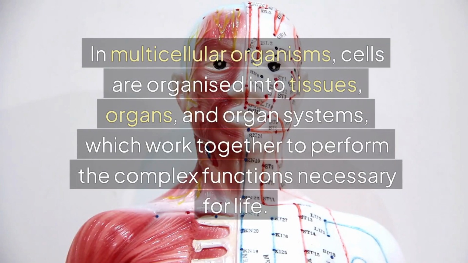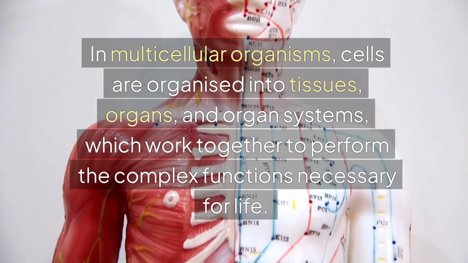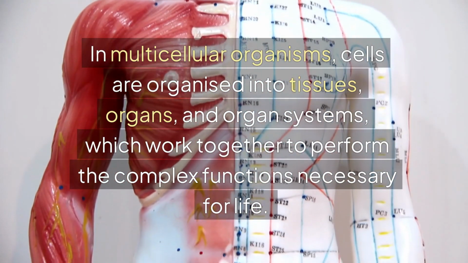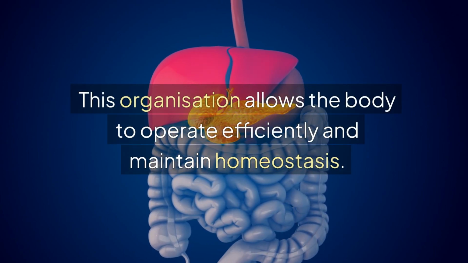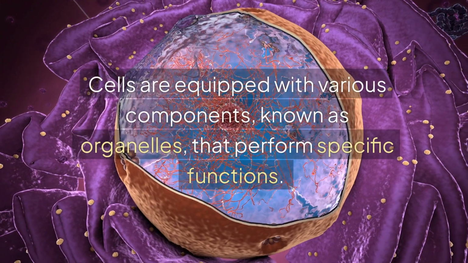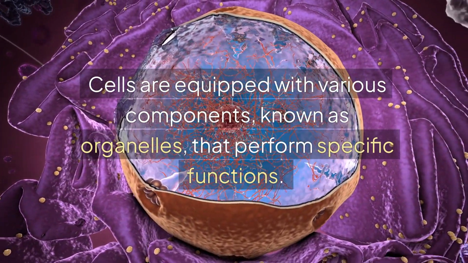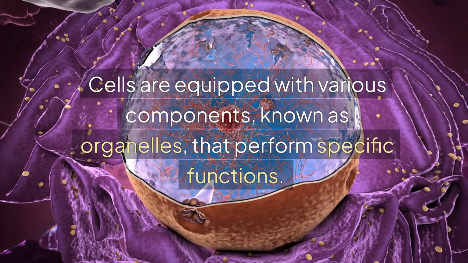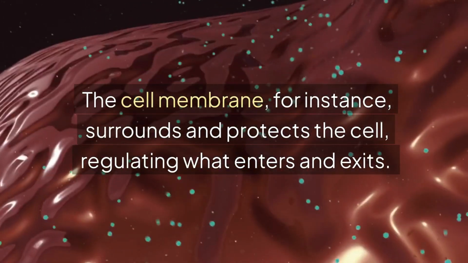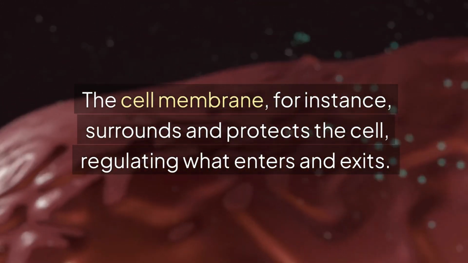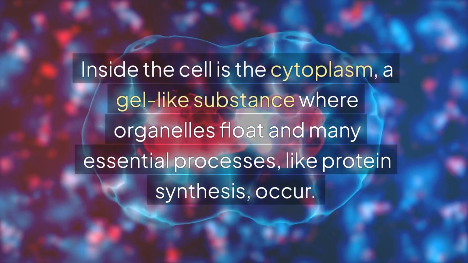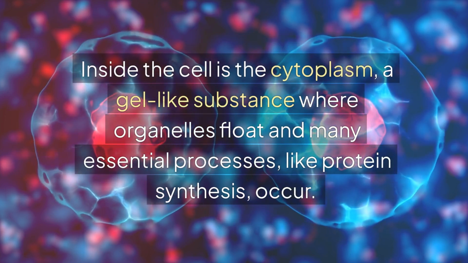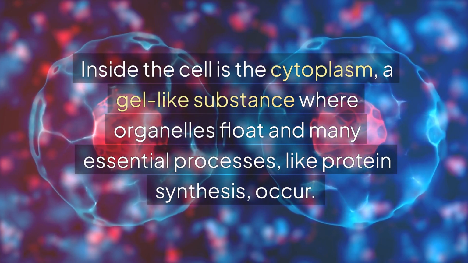In multicellular organisms, cells are organized into tissues, organs, and organ systems, which work together to perform the complex functions necessary for life. This organization allows the body to operate efficiently and maintain homeostasis. Cells are equipped with various components, known as organelles, that perform specific functions. The cell membrane, for instance, surrounds and protects the cell, regulating what enters and exits. Inside the cell is the cytoplasm, a gel-like substance where organelles float and many essential processes, like protein synthesis, occur.